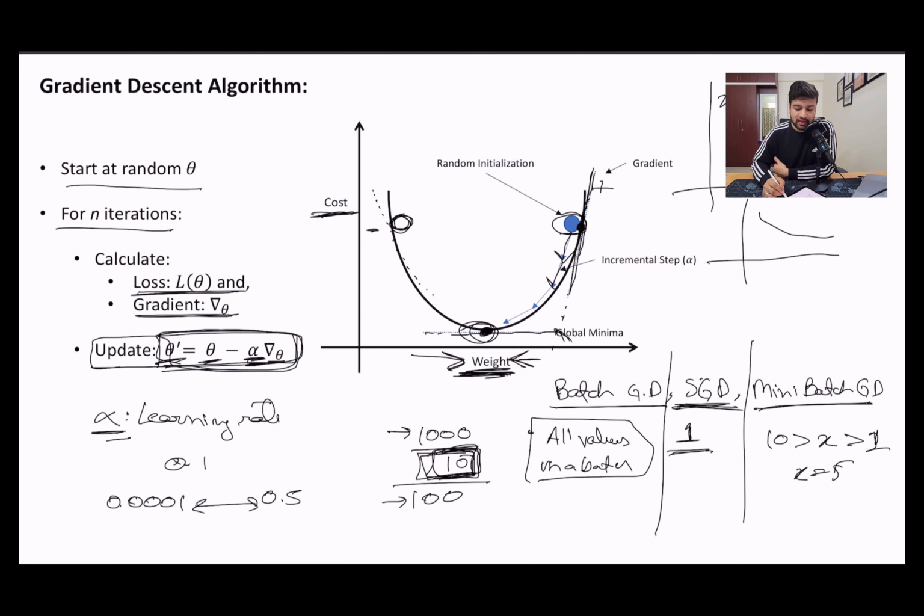Neither are you calculating the average for all the values in your training samples, nor are you just using one, which might be an outlier, which might not be the correct representation of your data, and all those things can happen. So that is why you can come up with a mini batch approach, right?